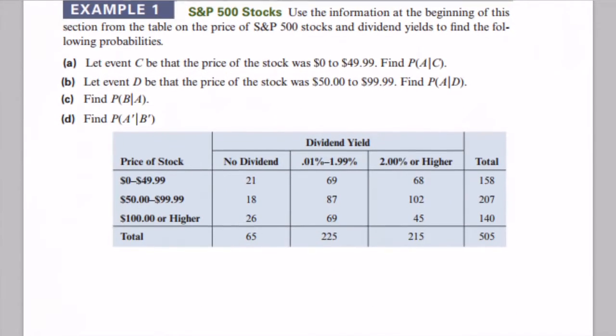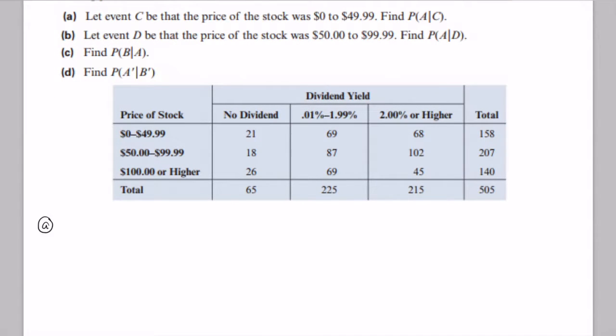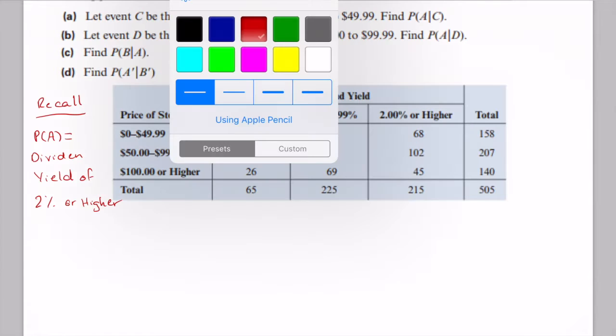So, A: let C be the price of the stock was 0 to 49.99. First, before we continue, in the book it had, so I'm going to have this as a recall, that the P of A is equal to the dividend yield of 2% or higher. And this was in the book, so we'll consider this as a P of A, okay?